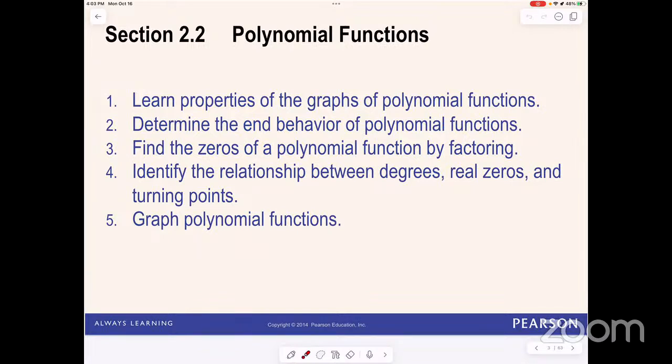Okay, so section 2.2 is on polynomial functions. A few objectives: 1, learn properties of the graphs of polynomial functions. 2, determine the end behavior of polynomial functions. 3, find the zeros of a polynomial function by factoring. 4, identify the relationship between degrees, real zeros, and turning points. 5, graph polynomial functions.